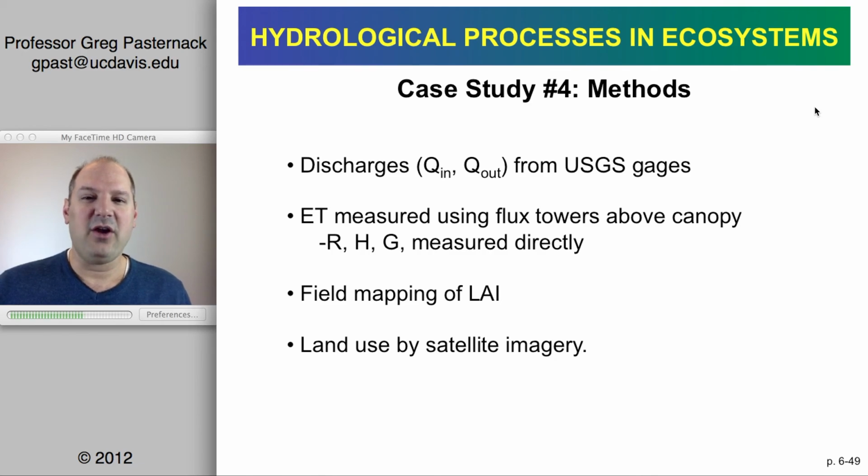Field mapping of leaf area index to try to see if there's a relationship between LAI and ET. And then also characterizing land use by satellite imagery, so that if you knew something about leaf area index and land use, you could then infer ET.